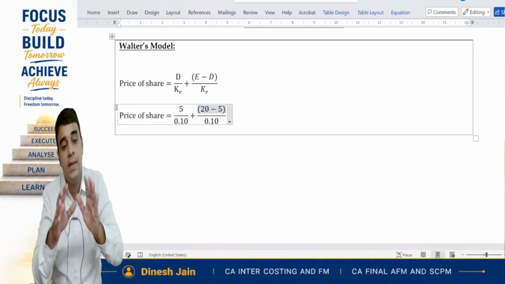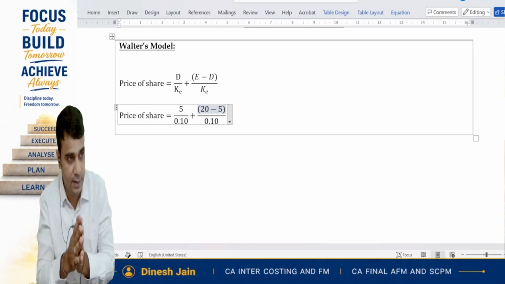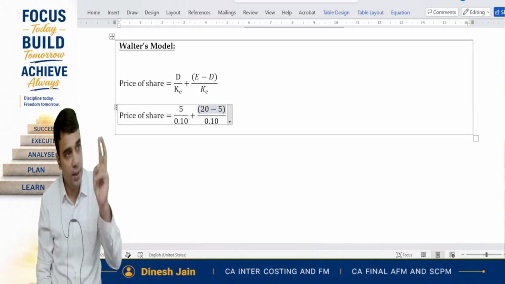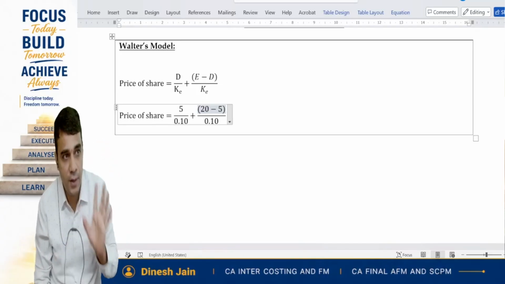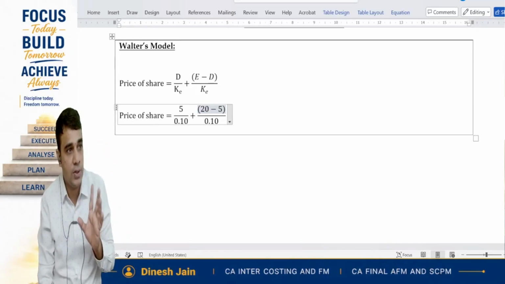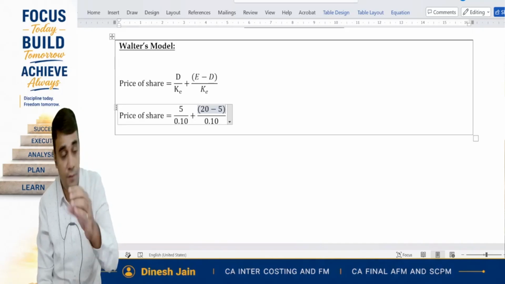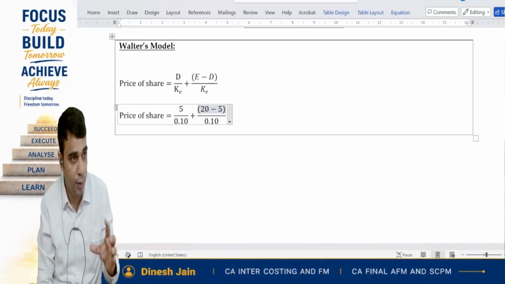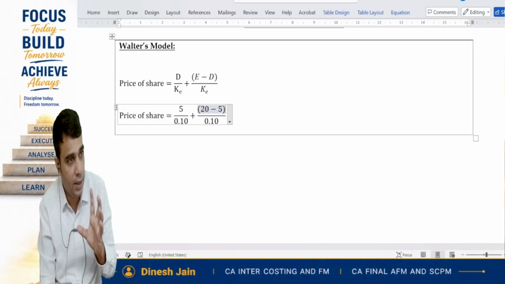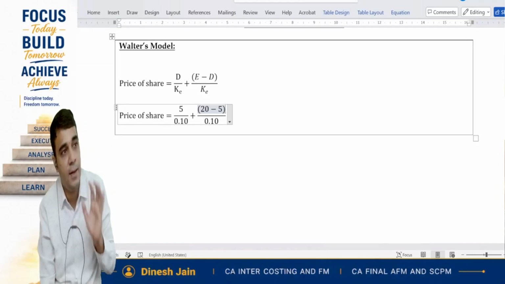So the point is, whatever earnings we are making, we're going to split into two: dividend and cost of equity. Dividend by cost of equity is 5 by 0.1. And whatever we have retained is 15 divided by 0.1.